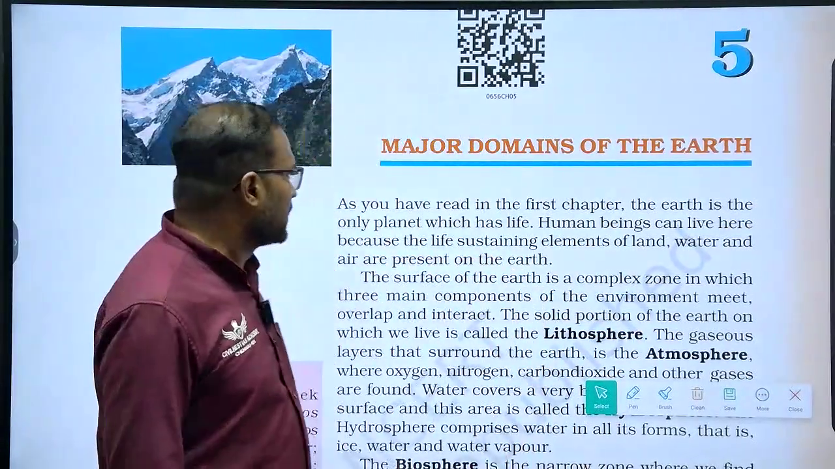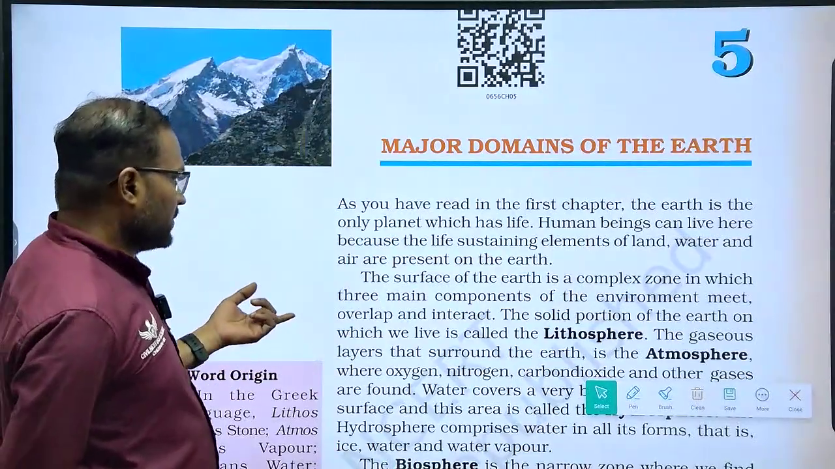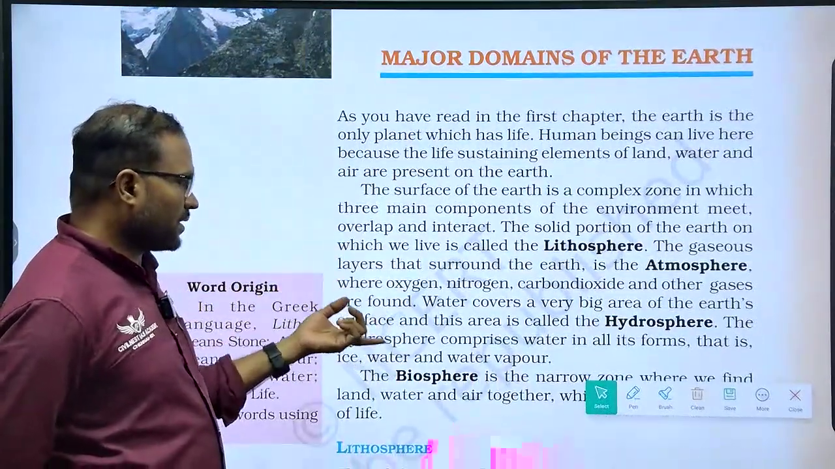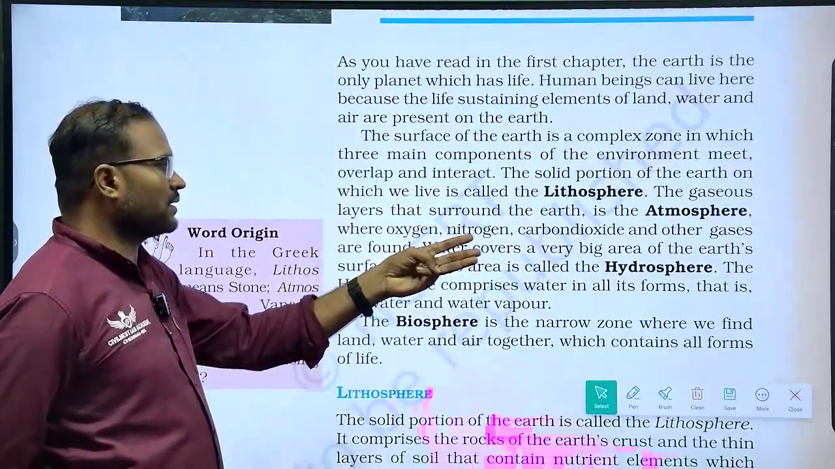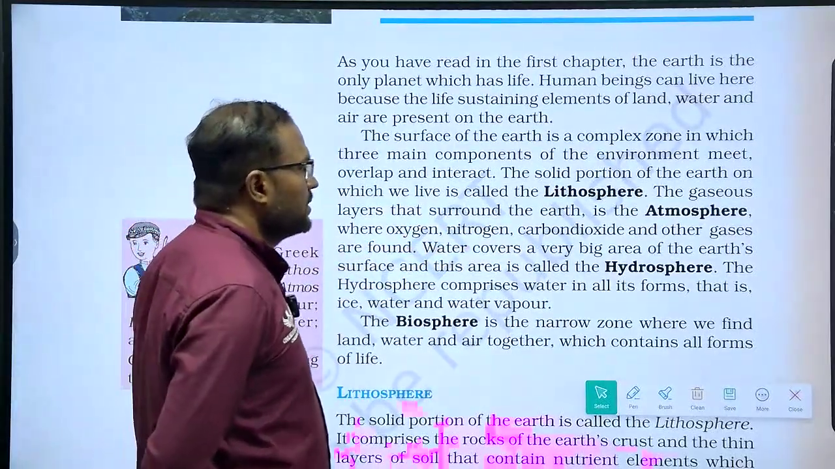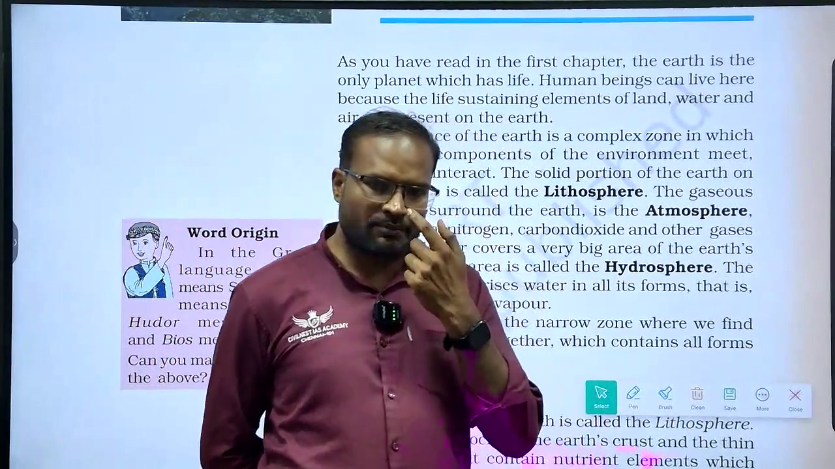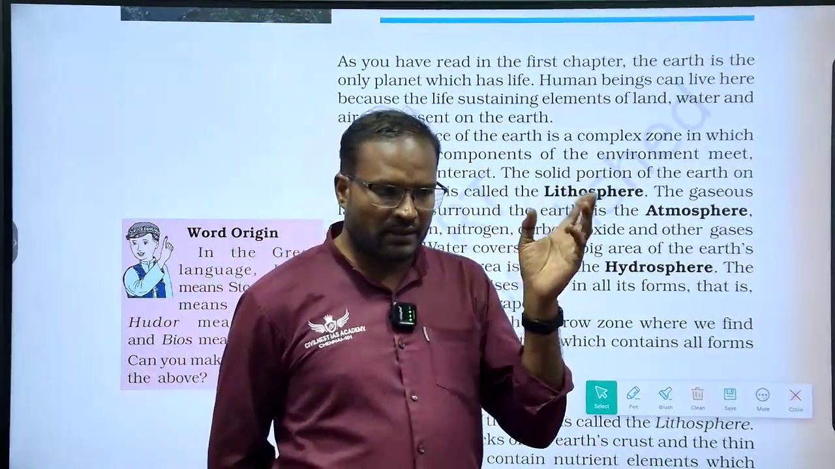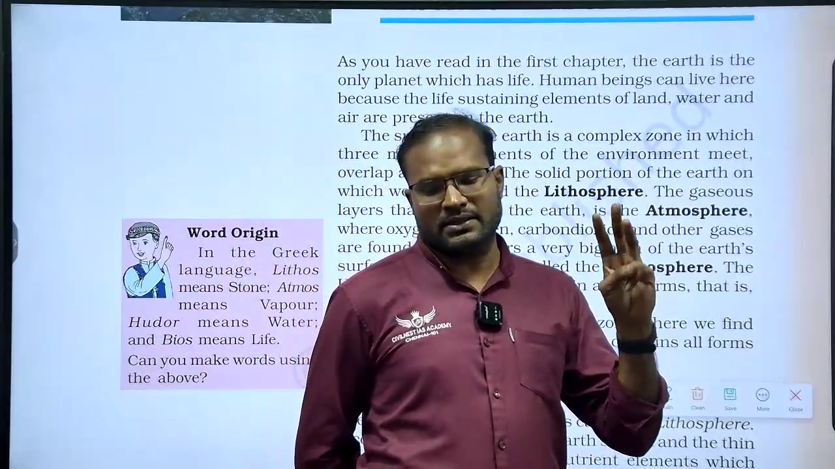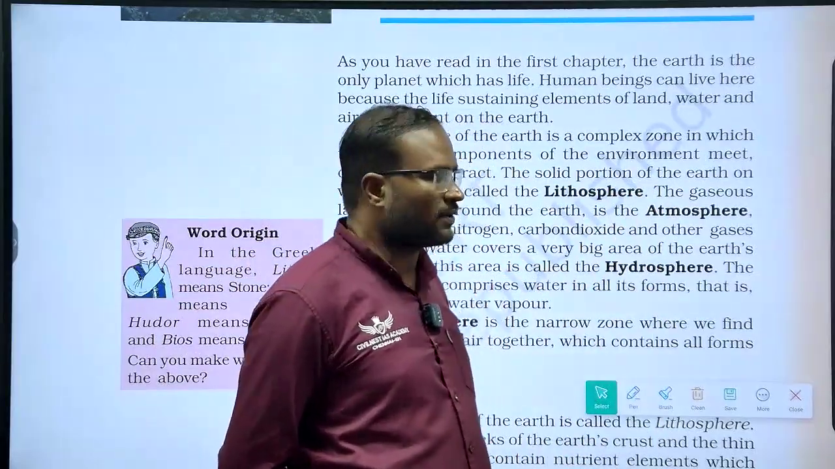Right. So, major domains of the earth: lithosphere, atmosphere and hydrosphere. These are the three spheres. These three spheres meet at the beach. If you happen to visit any beach, you can see these three things unite. Right, let it be.